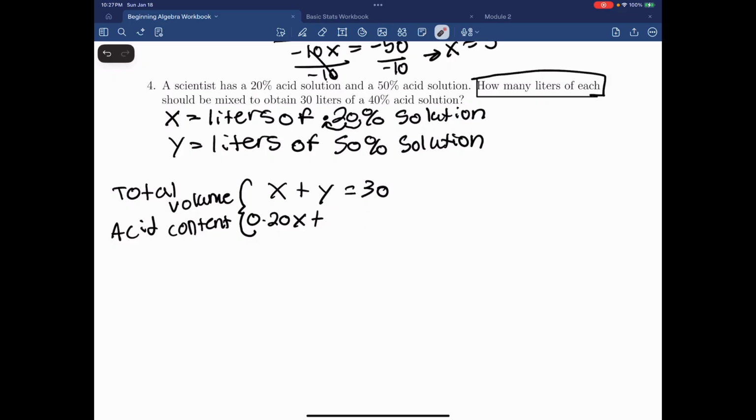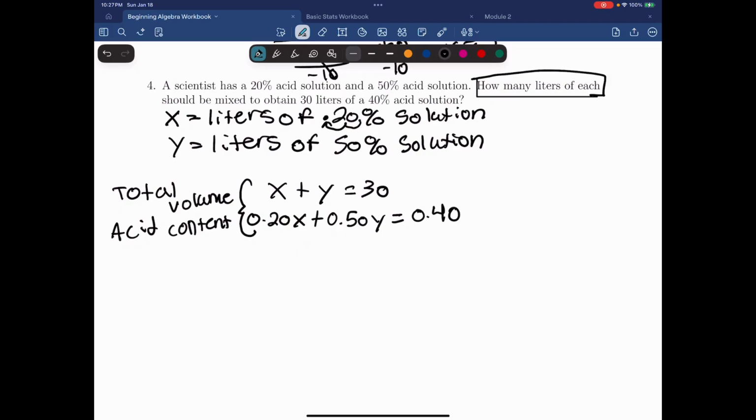I encourage you to pause the video to think about it. And assuming you have thought about it, this is your answer. So for y, it's going to be 0.50y equals, we want what percent acid solution? A 40% acid solution. So what would our decimal be for 40%? That'd be 0.40. And now let's solve the system.